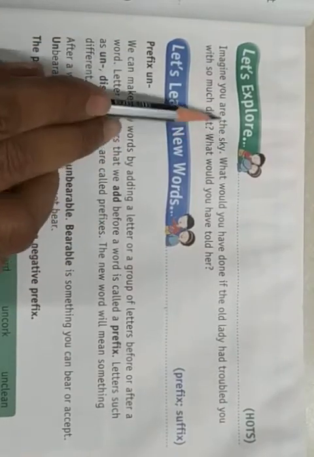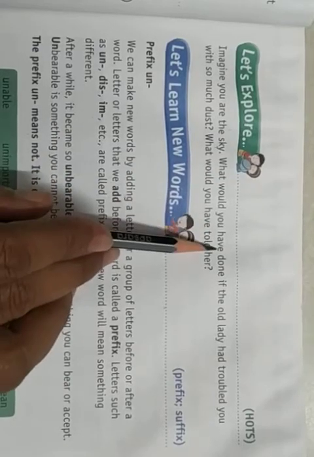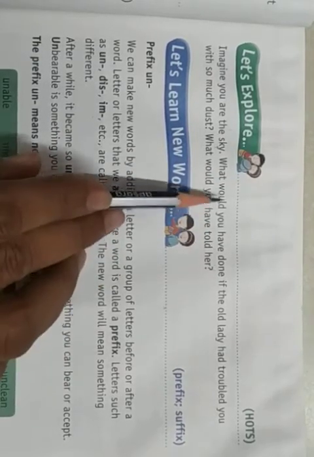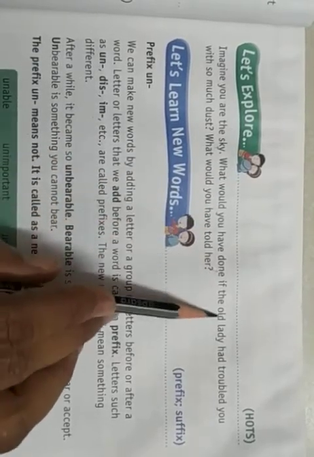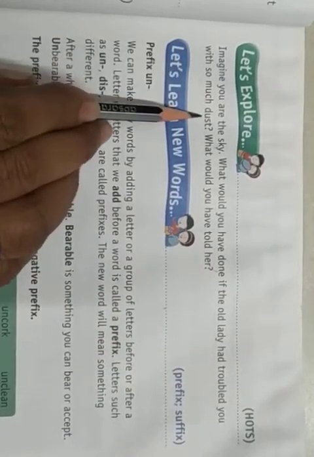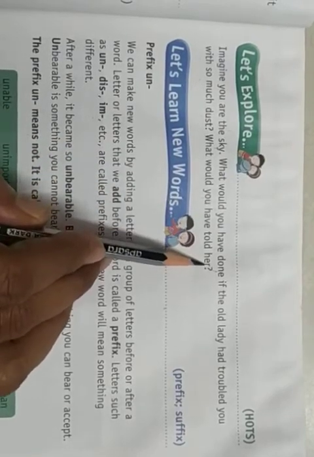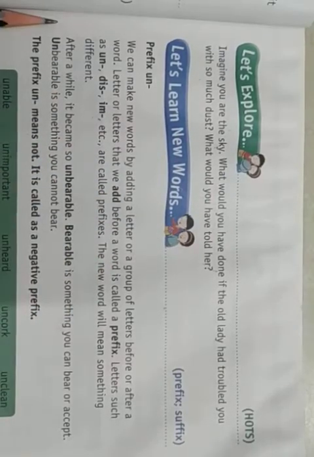Imagine you are the sky. What would you have done if the old lady had troubled you with so much dust? What would you have told her? So this is called exploring the thing.